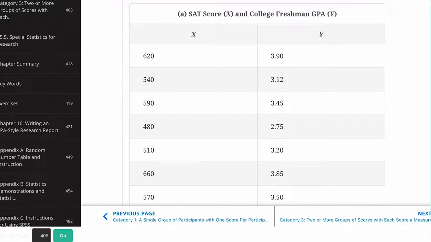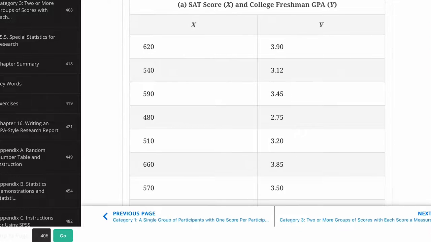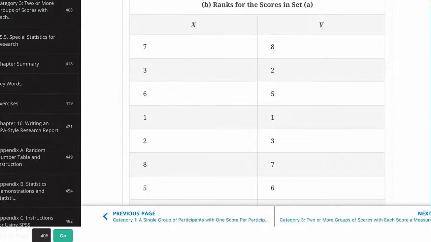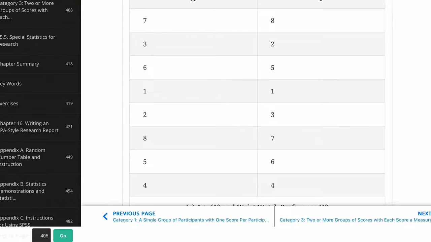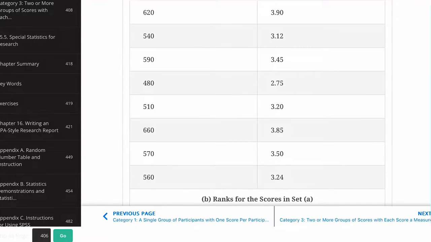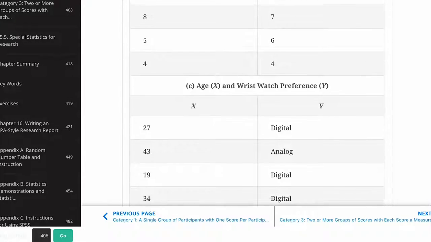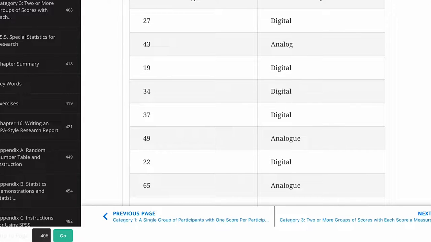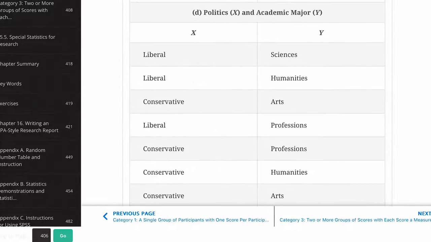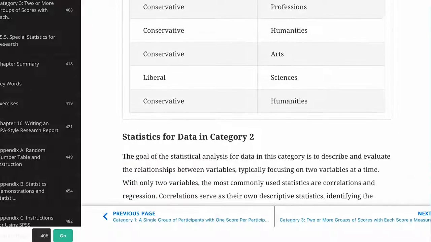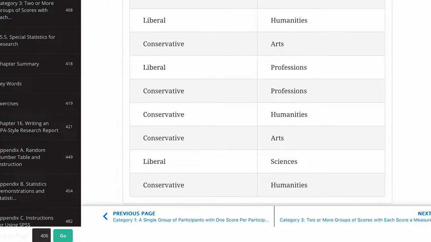So for this one, it's SAT scores and GPA. Obviously, those are both numerical, right? B is where there is ranks. So really all they did was rank the scores from here to get this. But these are ranks. So that is that ordinal data where both are ordinal. Okay. And then here in C, we have age, which is numerical, but then we have wristwatch preference, which is digital or analog. And so that is nominal, obviously. So we have one numerical and one nominal. And then D here, we have both nominal categories, or both variables are nominal. Okay, we have liberal, conservative, and then we have their academic major.